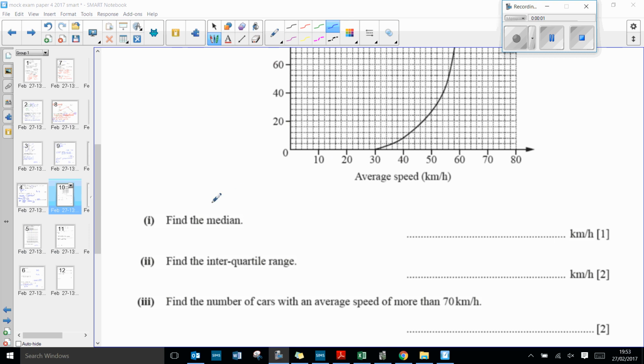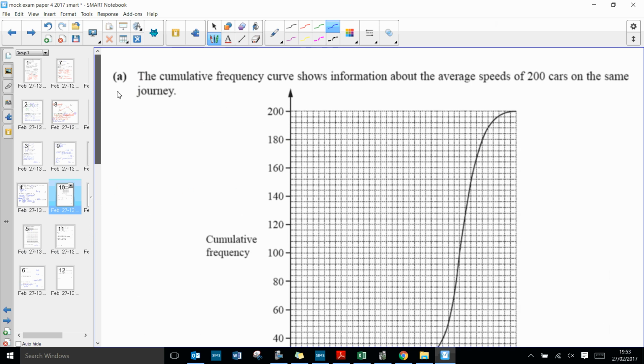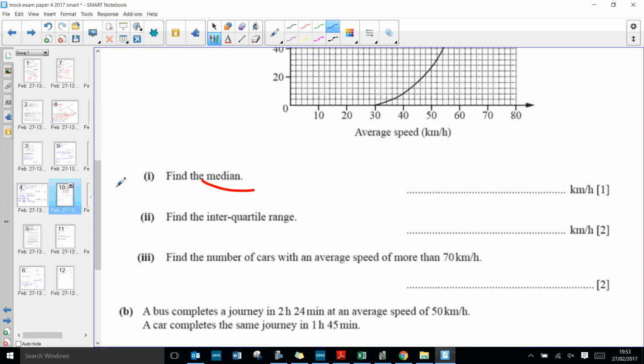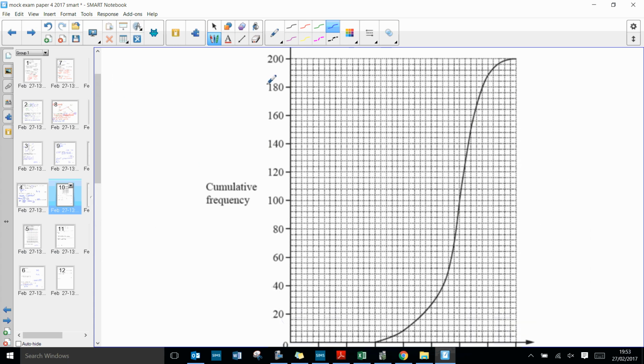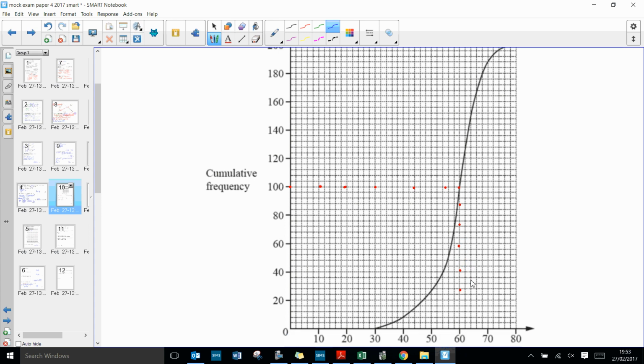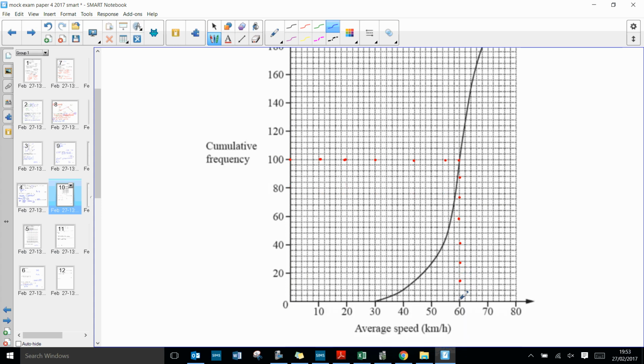Okay, so this one is a cumulative frequency curve. It shows 200 cars. If we're trying to find the median, we would look at our cumulative frequency at 100, and we would use our ruler, and we're reading to the curve, and we can see it's 60.